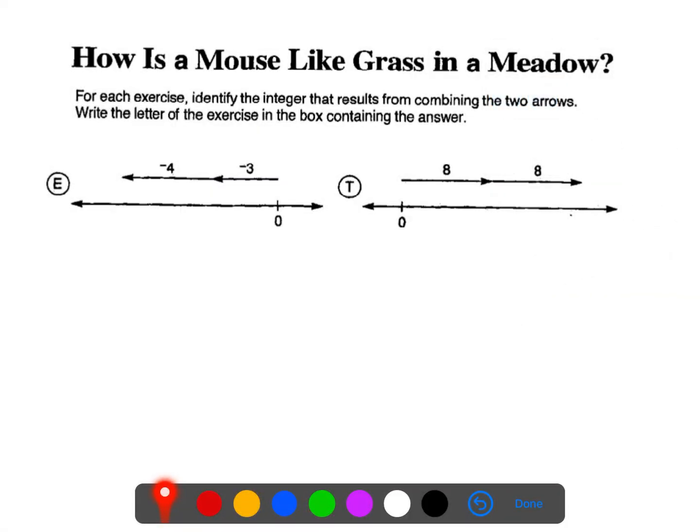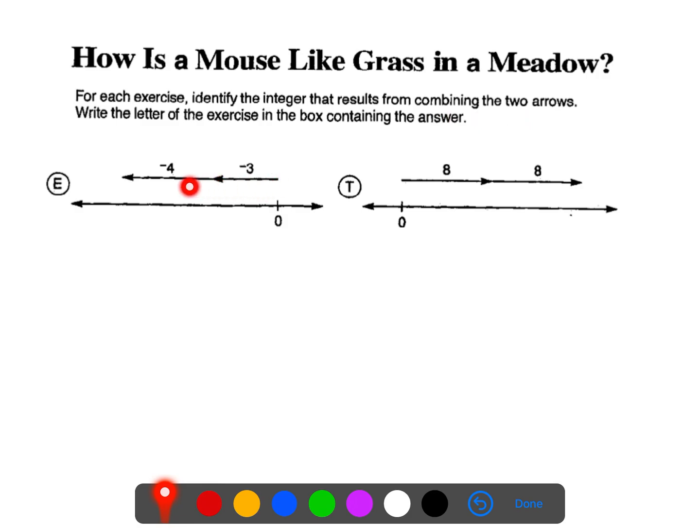So on the back of this sheet, there's some practice. It's using number lines, and we're just kind of combining the arrows here to solve the puzzle. How is a mouse like grass in a meadow? So for the first one here, we're going to identify the integer that results when combining the two arrows.